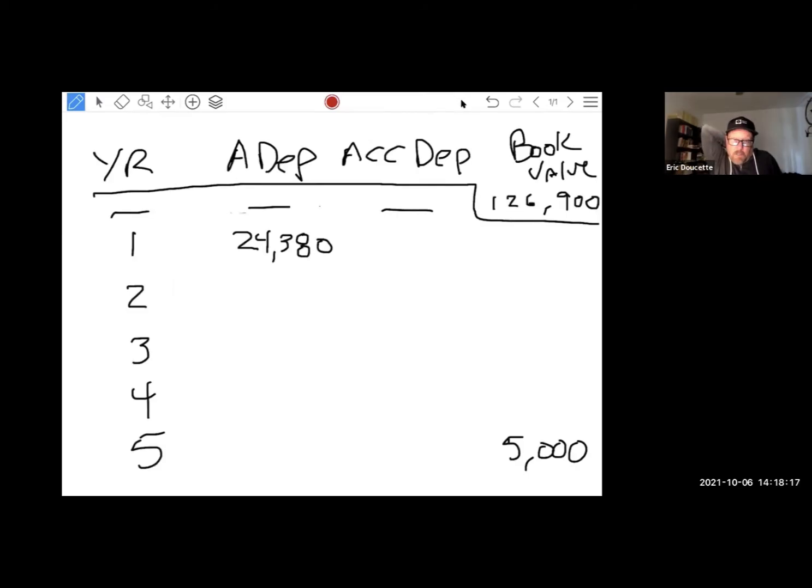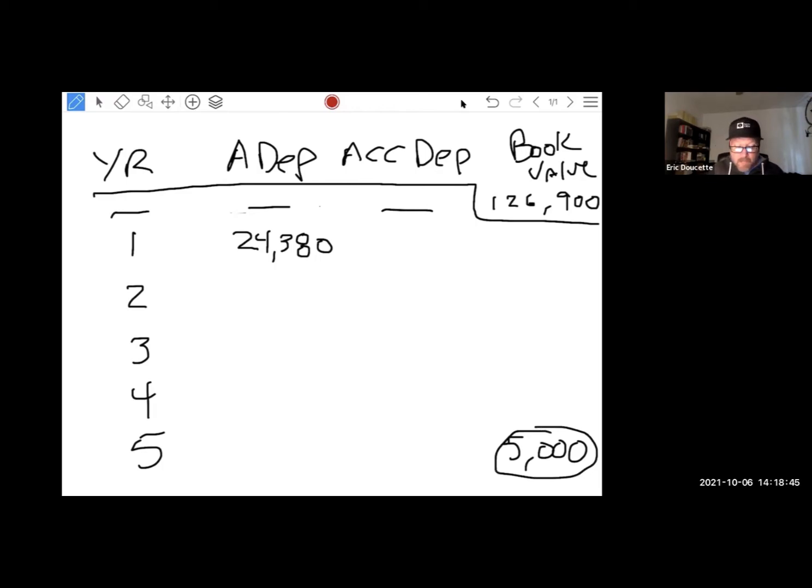All right, so I started to make here a depreciation schedule for this particular asset. If you notice, I start with year, and then I put annual depreciation, which is how much it's going to depreciate every year. Then I put accumulated depreciation, and then book value. Book value is what your balance sheet is saying that asset is worth. We're going to depreciate that asset all the way down to where it's only $5,000 in your books.